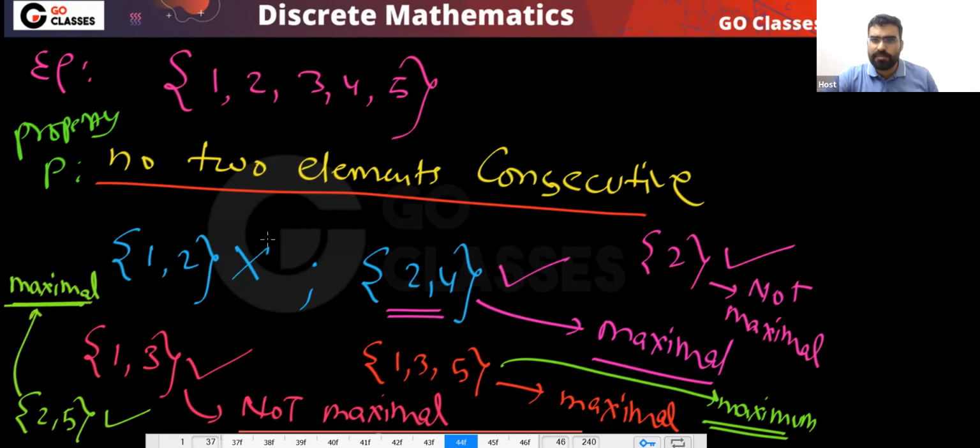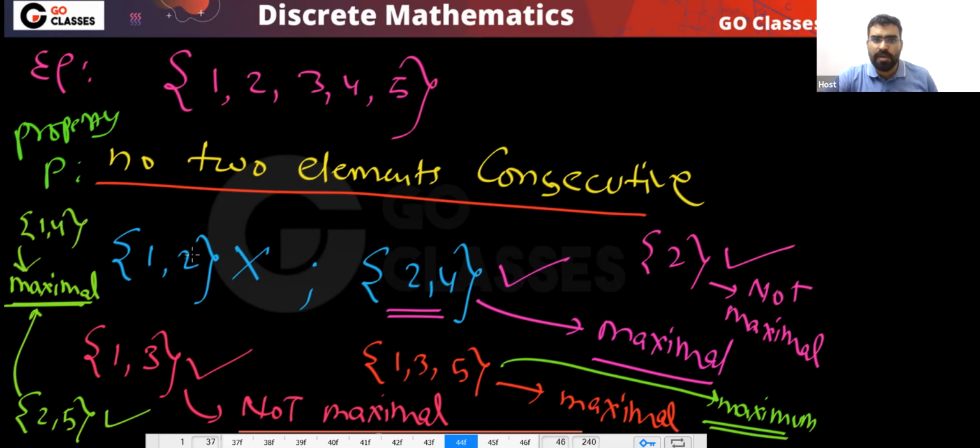Because you cannot add something, this {2, 5} is maximal. What about {1, 5}? {1, 5} is not maximal. What about {1, 4}? That is maximal. {1, 4} is also maximal.